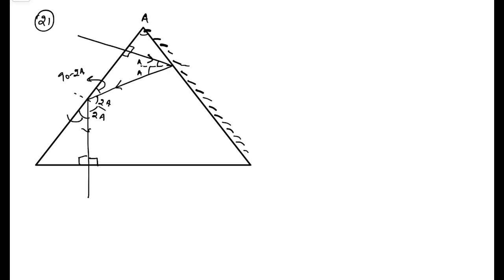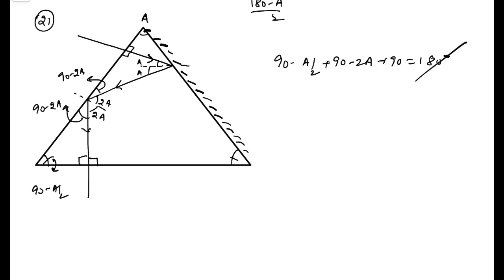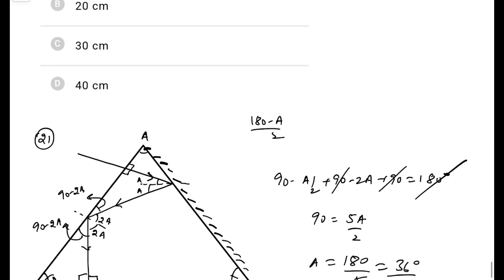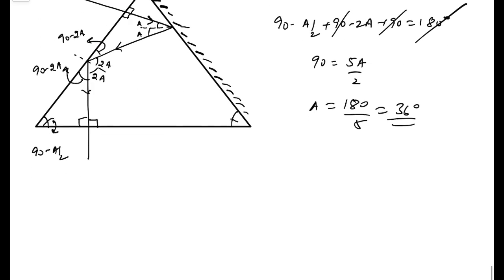So this is 90 minus twice of A here, and because it is an isosceles triangle, we know these two angles are equal. These two angles are equal, and this must be equal to (180 minus A) by 2, that is 90 minus A by 2. So this is 90 minus A by 2. So for this triangle, what you will have, 90 minus A by 2 plus 90 minus 2A plus 90 equals 180 degrees. So this 2 90s I can take out. So 90 becomes equal to 5A by 2. So A becomes 180 by 5. 180 by 5 means 36 degrees. So the other two are 72 and 72. That is the only possibility that we have. So 72, 72, 36, that is what we are getting. So that is the option given as option B.